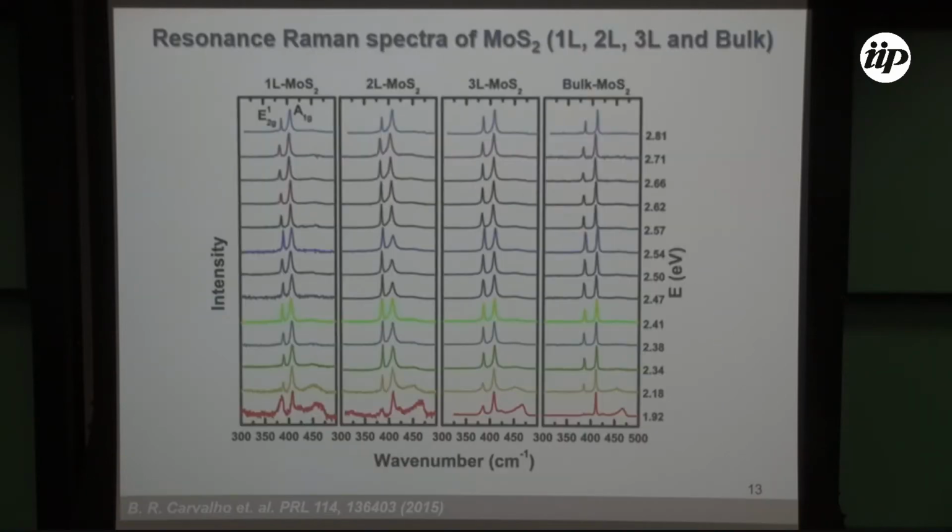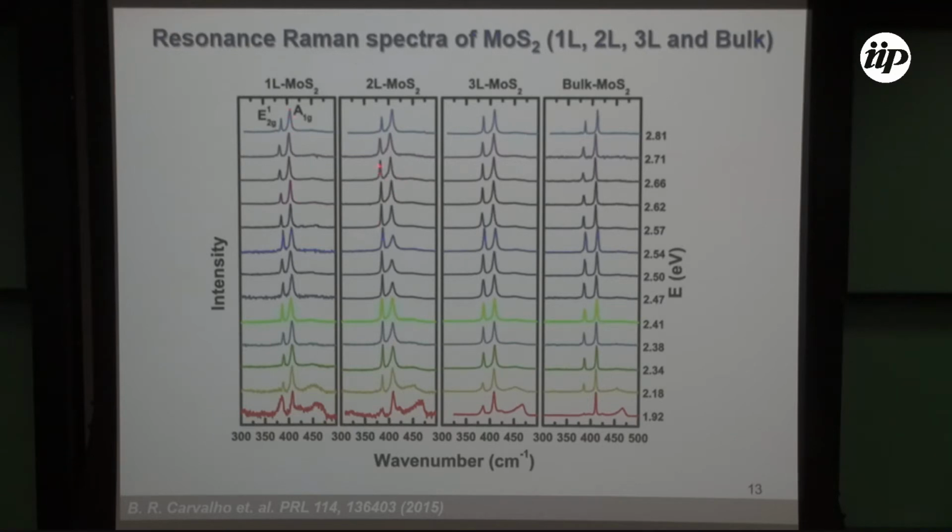So that's what I did. This is the resonant Raman spectra for MoS2 for different numbers of layers. Here is just one spectrum, but more than 30 spectra were actually taken for each sample, so more than 100 actually. And we can see how the intensity of these bands is changing.